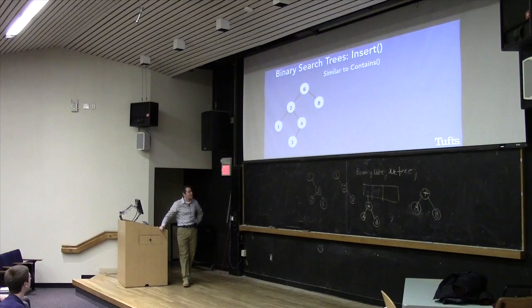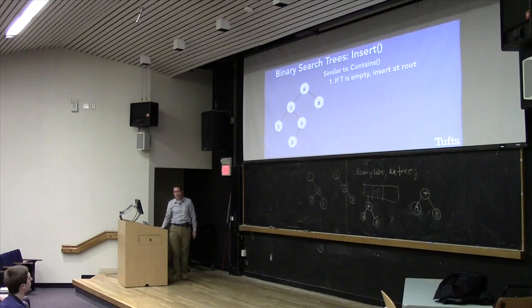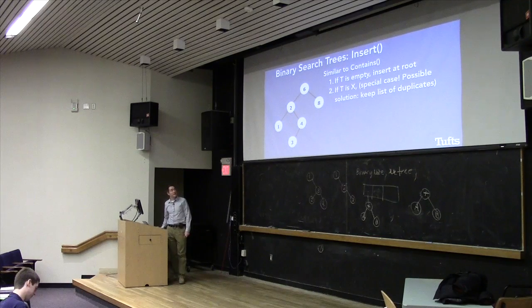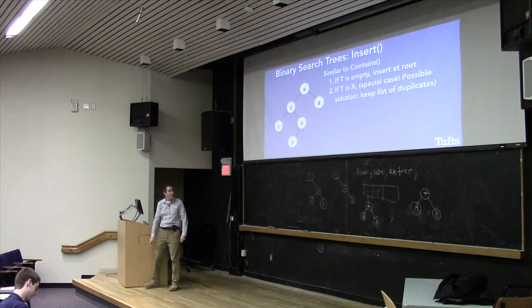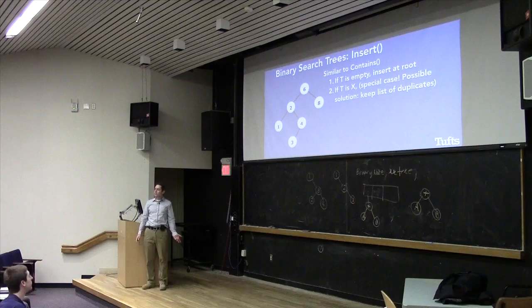No question back there. It looked like your question. OK, so it's very similar. If the tree is empty, insert at the root. If we just have an empty tree, that's where it's going to go, right? If t is equal to x, this is that special case that came up. Generally, we might keep a list of duplicates. We'd say somewhere else in the tree, here's a list of duplicates.